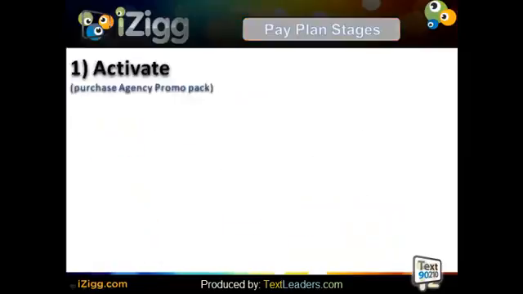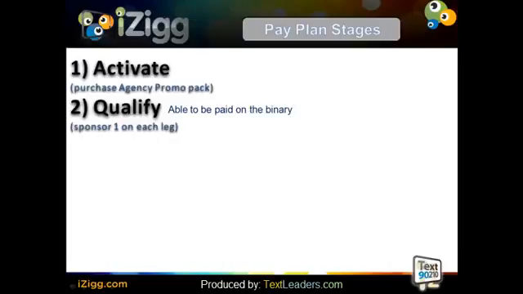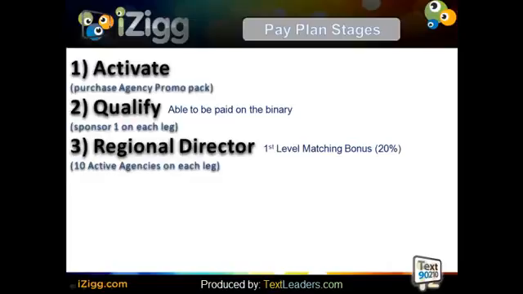Activate. You purchase your agency promo pack. You qualify. You put 1 on each side of your business and now you can get paid on the binary. Regional director. This is where you're getting 20% matching bonus for everyone you personally sponsor, and this is when you have 10 active agencies on each leg. Now they do not have to be personally sponsored. You can sponsor 1 on each leg, sponsor 9 people, and you would be qualified.